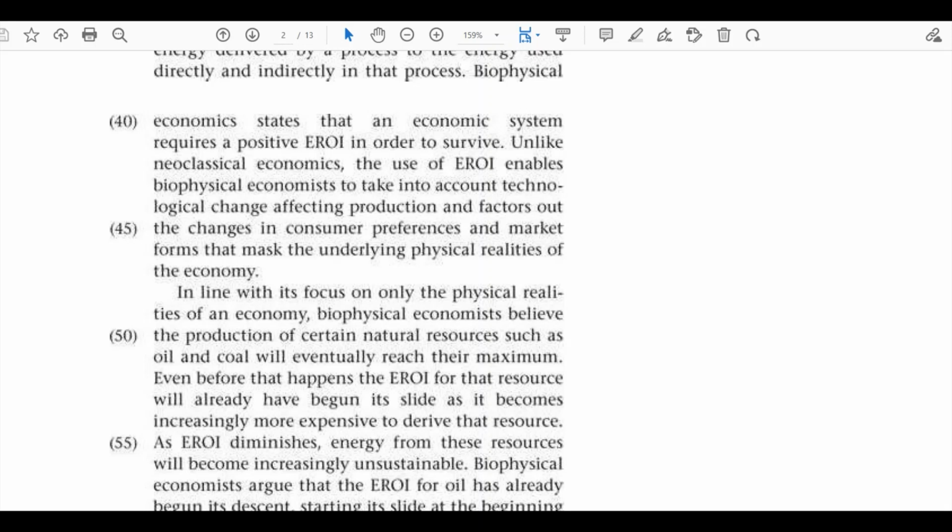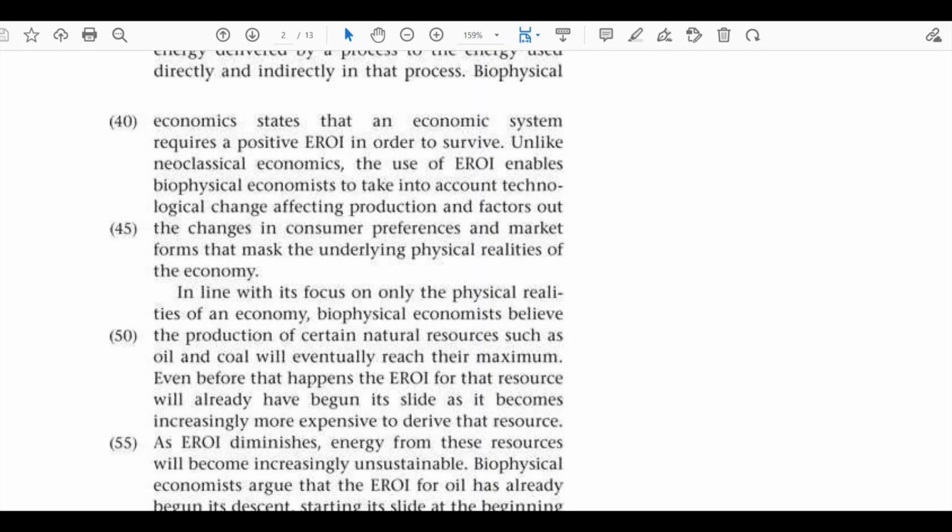Unlike neoclassical economics, the use of EROI enables biophysical economists to take into account technological change affecting production and factor out the changes in consumer preferences and market forces that mask the underlying physical realities of the economy. In line with its focus on only the physical realities of an economy, biophysical economists believe the production of certain natural resources, such as oil and coal, will eventually reach their maximum.